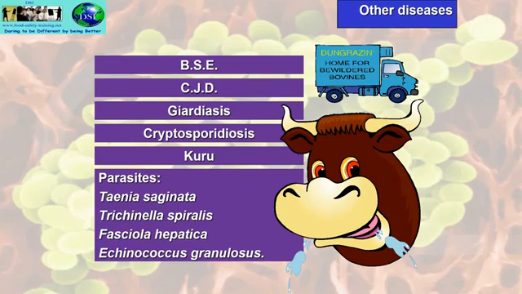And if you undercook the steak where it's present, you can come down with this infection, which can actually cause heart attacks and death. Another one is Fasciola hepatica. Again, that's something that would affect the liver. Echinococcus granulosus.